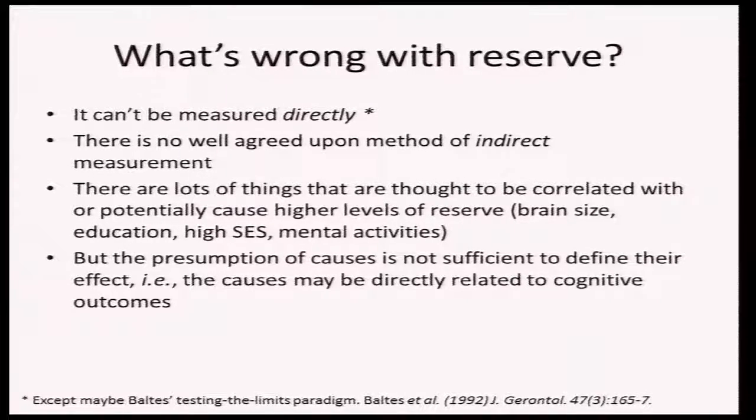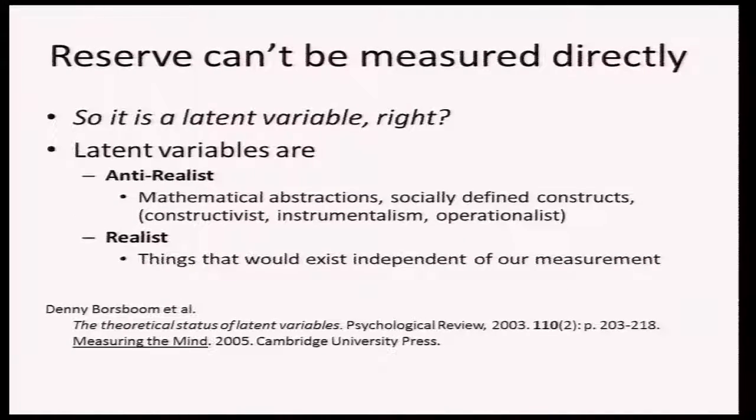We don't have well agreed upon indirect measures of reserve. And there's lots of things that are thought to be correlated with or potentially cause higher levels of reserve. These are brain size, education, socioeconomic status, and mental activities. But the presumption that these things may cause reserve is not sufficient to define their effect. That is, the causes may be directly related to the cognitive outcomes.